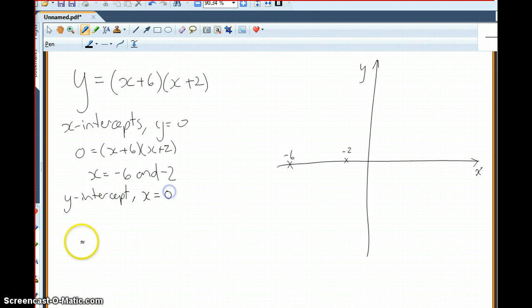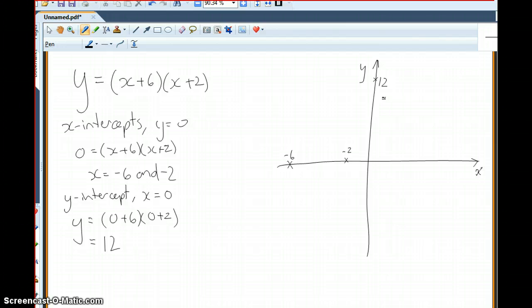We make x 0. So this is what the equation would look like when I make x 0. Do you agree? 0 plus 6 and 0 plus 2. Then I would multiply 6 times 2, because that's what it tells me to do. There's no sign in there, so it tells me to multiply. What's 6 times 2? I'm going to take 12, and I'm going to plot 12 on the y-axis.